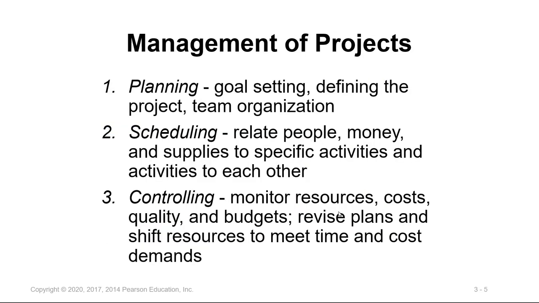Managing a project will involve planning, scheduling, and controlling. The planning will be through setting the goal for the project and identifying expectations. During the planning, the team will be organized with the proper skills required to complete the different tasks within the project. Using scheduling, the project manager will relate people, money, and supplies to specific activities and activities to each other. The project manager will be monitoring resources and project execution to make sure that it's being completed within budget, in schedule, and with the required quality. Any deviation will require revision to the plans and shift of resources to meet time and cost demands.